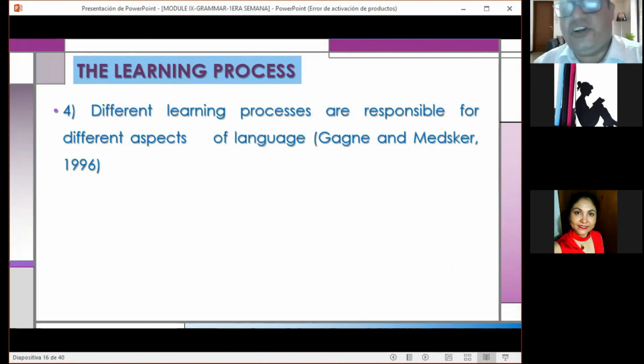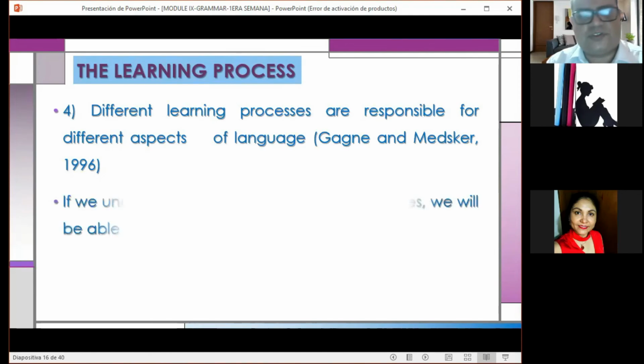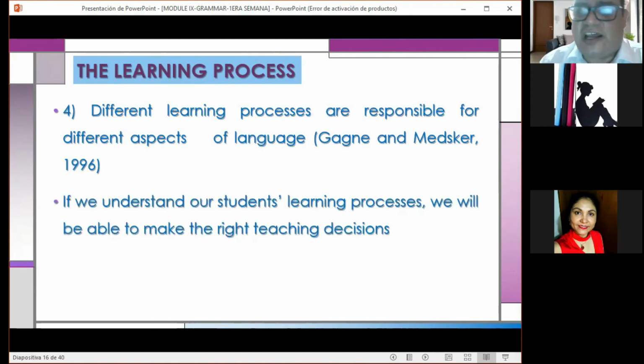Another aspect: different learning processes are responsible for different aspects of language. This was said by Gagne and Mensker, other famous linguists. So as you know, we have different learning processes, and it means that we have different aspects of language. If we understand our students' learning processes, we will be able to make the right teaching decisions. This is very important to remember. Try to understand our students' learning processes.